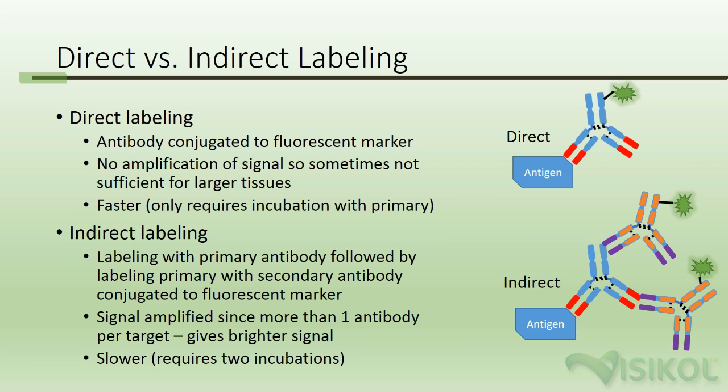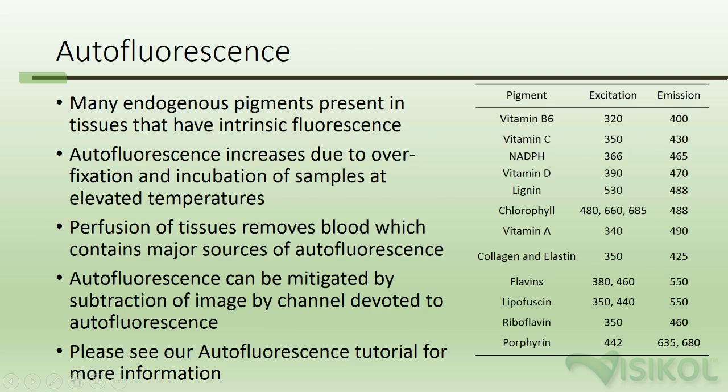The indirect labeling involves labeling with the primary antibody, followed by labeling the primary with a secondary antibody which is conjugated to the fluorescent marker. The signal becomes amplified since more than one antibody can bind per target. This method is slower because it requires 2 incubations with antibodies.